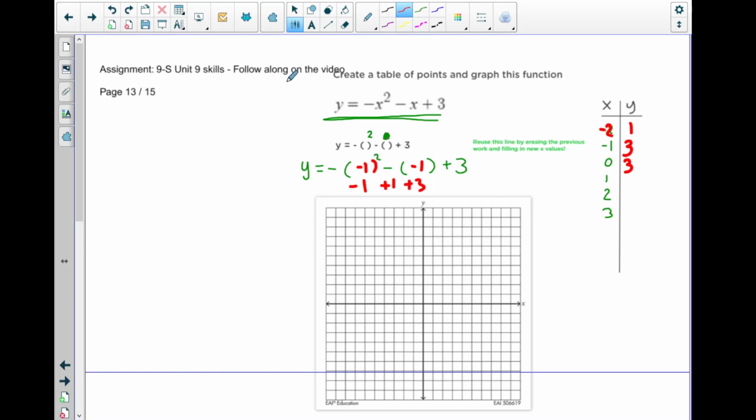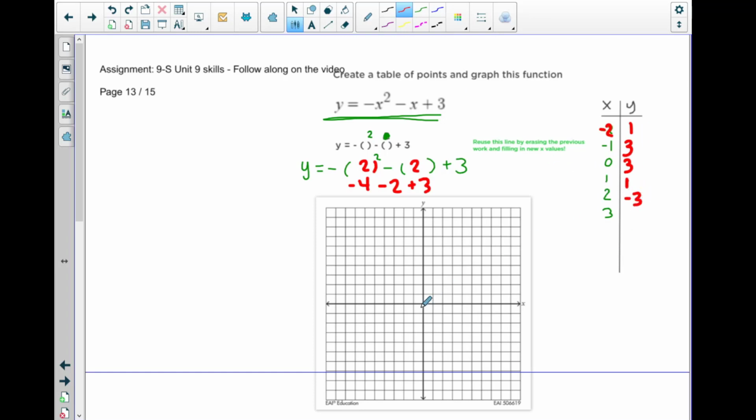Okay, plug in 1, also pretty easy. So I just put in positive 1, right? I'm going to get negative 1, because 1 squared is 1 times negative 1, minus 1 plus 3. So that's negative 2 plus 3 is positive 1. And we're going to put in 2. Okay, 4, negative 4, minus 2, negative 6, plus 3, right? Negative 6 plus 3 is negative 3. Okay, I'm going to stop there.